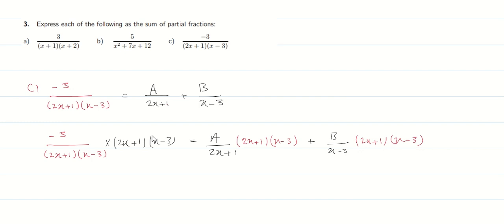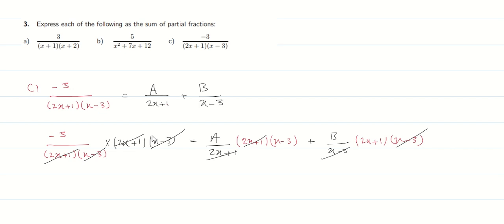After that, we're just going to simplify the expressions. On the left-hand side, we have 2x plus 1 on the top and bottom, and x minus 3 on the top and bottom. These would be cancelled out. On the right-hand side, 2x plus 1 on the top and bottom would be cancelled out. And on the last expression, we had x minus 3 on the top and x minus 3 on the bottom. These would cancel out each other as well.